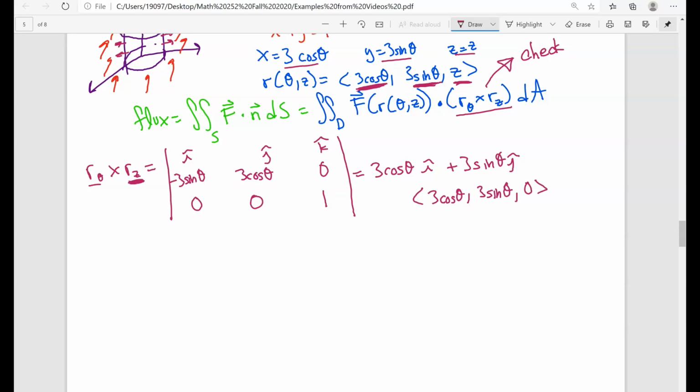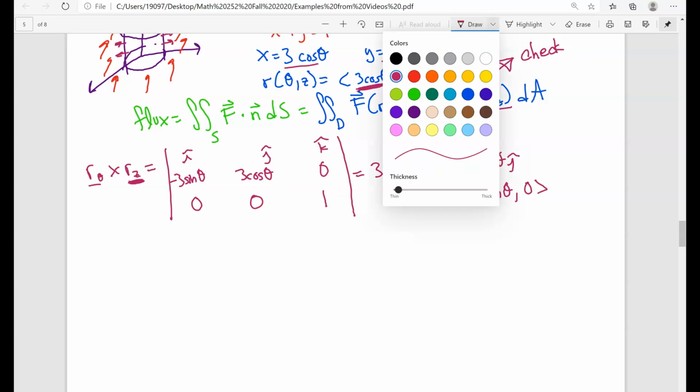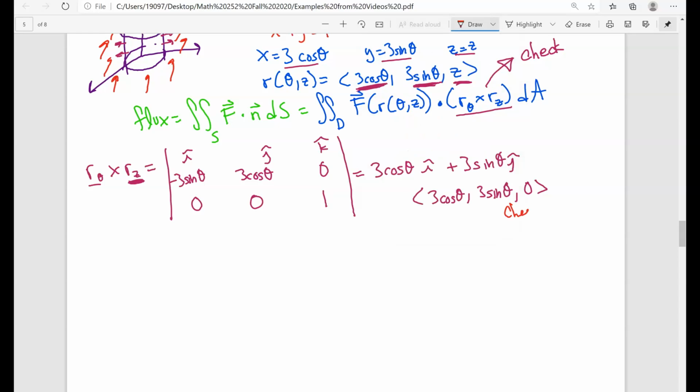So here is where you want to check. Is it outward?